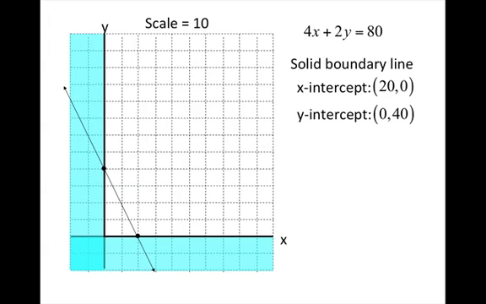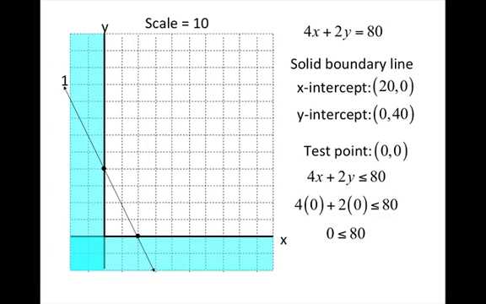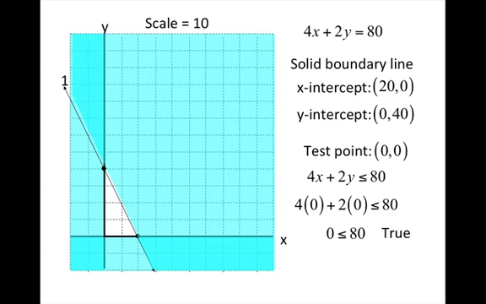Now the line does not go through 0, 0, so I can test 0, 0. If I replace x and y with zeros, I'm going to get 0 is less than or equal to 80. And that's true. So always go back to the original inequality, the 4x plus 2y is less than or equal to 80, and replace x and y with zeros. Since 0, 0 was true, I'm going to mark out the area above the line. That would be the area that's false.